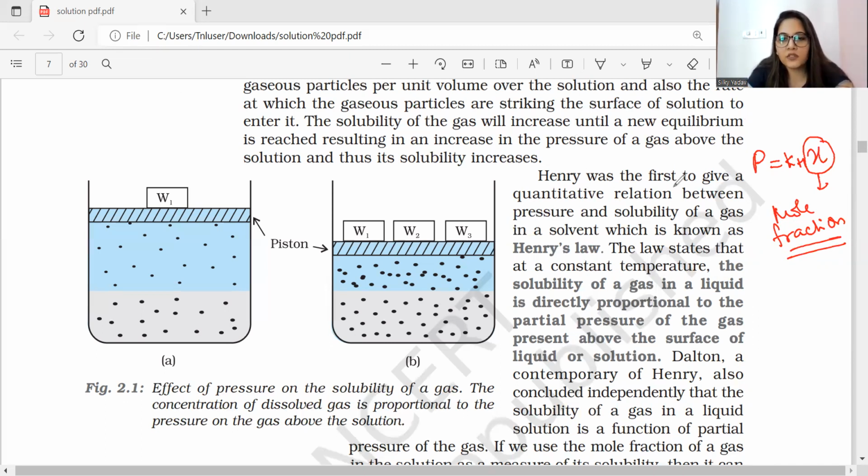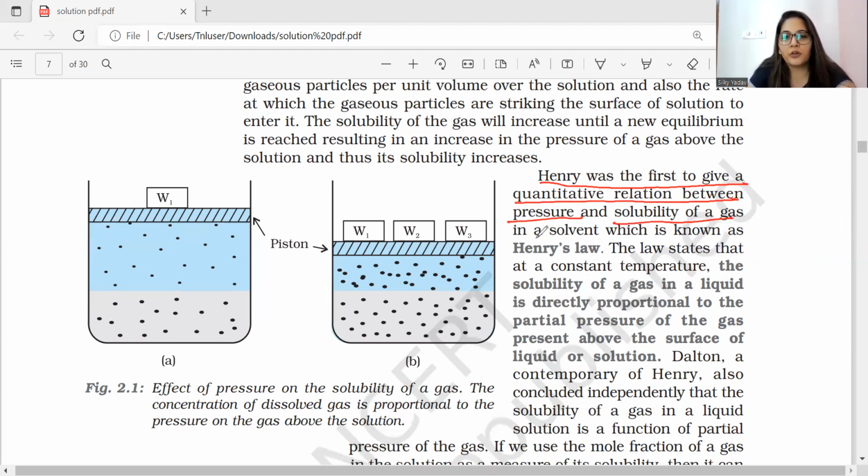Now, see, Henry was the first to give a quantitative relation between the pressure and the solubility of a gas in a solvent, which is known as Henry's law.